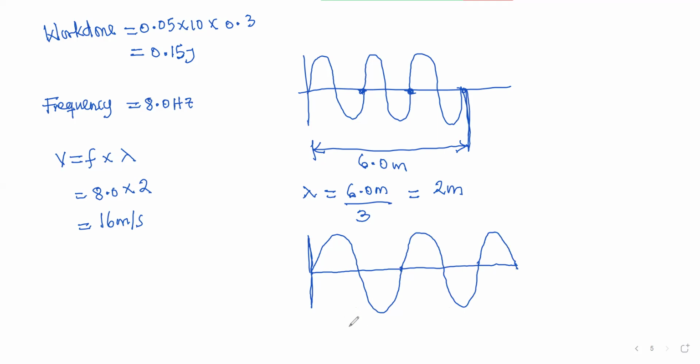And we are told that the whole length is 5. So how do we determine the wavelength? Let's count the number of waves we have here. 1, 2, so it's 2.5. So 5 divided by 2.5 must actually give us 2 meters. Thank you. You got it spot on.